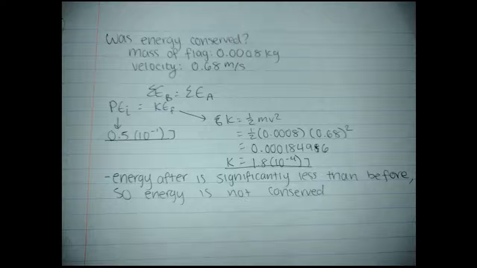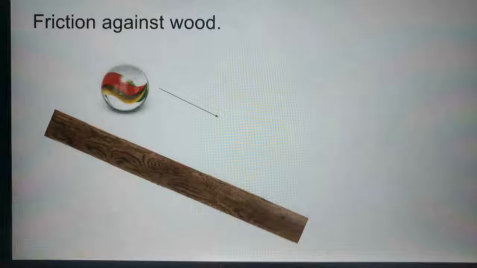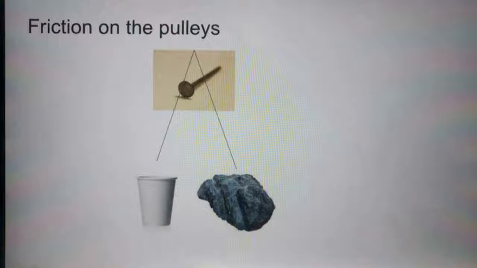In our energy transfer apparatus, energy was not conserved throughout the entire thing. Some of the ways energy was lost was in the marble's friction against the wood. As the marble rode down each inclined plane, it rubbed against the wood that formed the inclined planes, and that caused it to slightly slow down, losing a little bit of energy each time. Another way it lost energy was friction on the pulleys. The pulleys, as the rope went over the nail, the rope had friction against the nail, causing it to slow down and lose a little bit of energy.